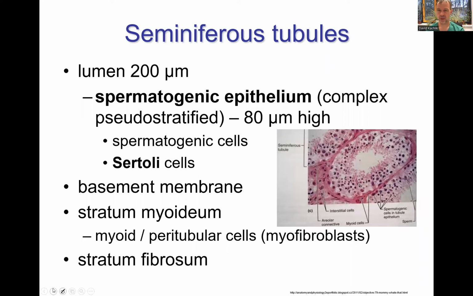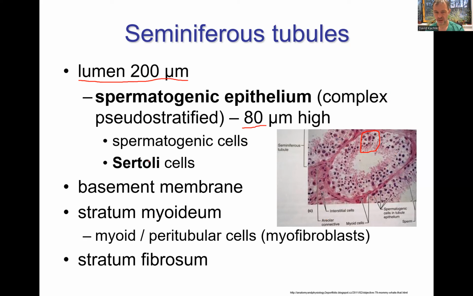So how does one tubule look? As I said, it's a complex tubulous gland lined with spermatogenic or germinal epithelium, which is a complex pseudostratified epithelium. As you can see, very different kinds of cells can be visible here. The epithelium is quite high: it's 80 micrometers high, and the whole diameter is 200 micrometers.